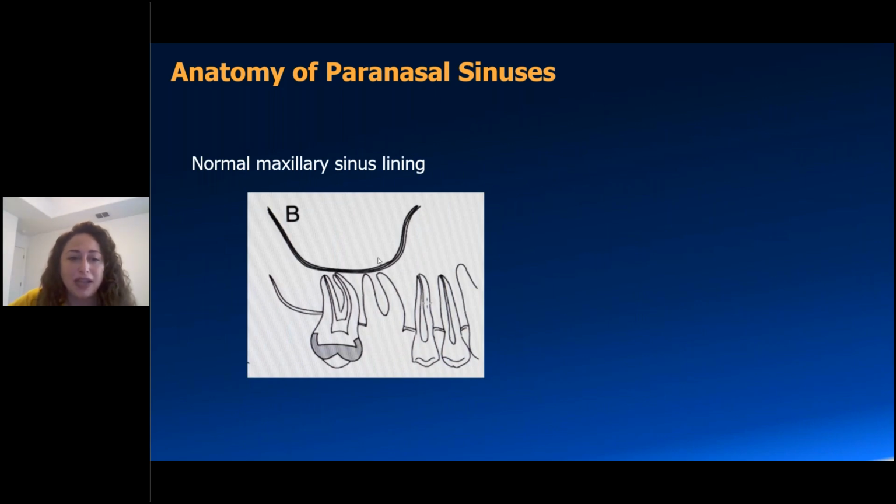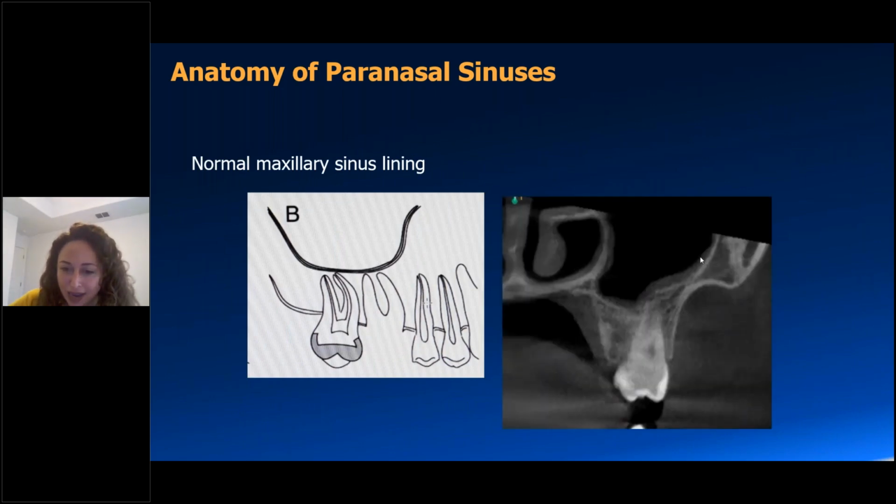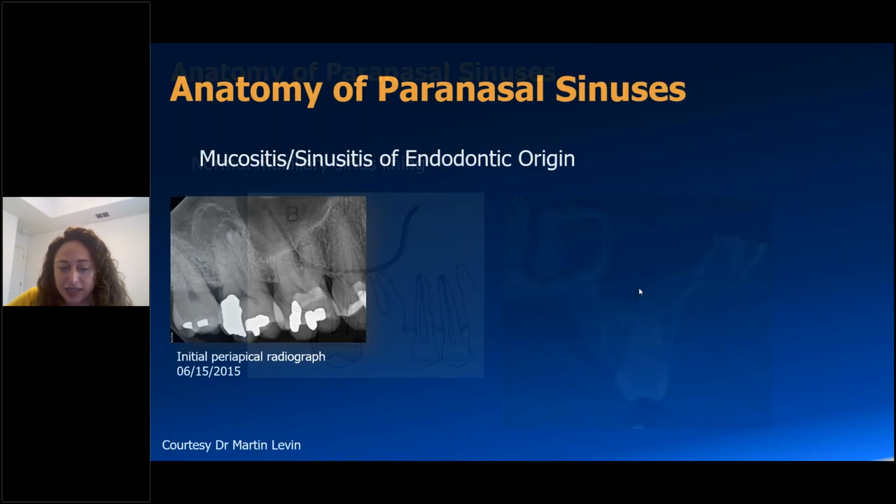First, normal maxillary sinus lining. Here's an example where we see less than 2 millimeter thickness. This is a healthy patient within normal limits, the sinus floor is intact, teeth are normal, and there's no expansion or interruption. So there's nothing for us to act upon. This is a normal sinus.